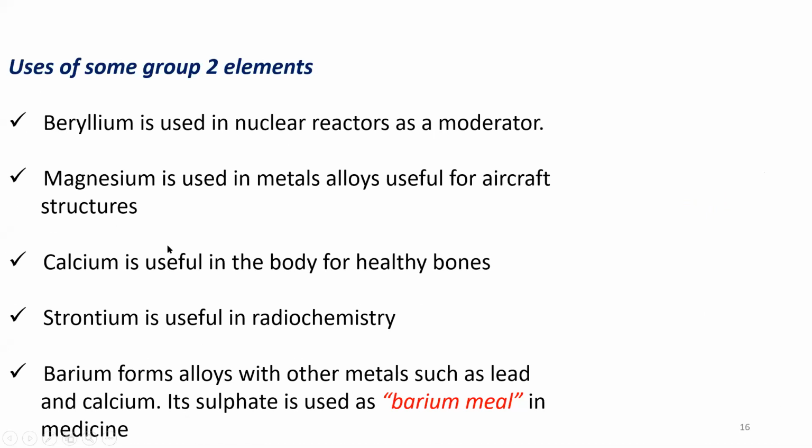Now, let's look at some other uses of your group 2 elements. Your beryllium is used in nuclear reactors. Magnesium is used in making alloys. Alloys are when you combine two metals. It's useful for aircraft structures because your magnesium is very light. Your calcium is useful in the body for healthy bones. Most times when you have fragile bones, they ask you to take a lot of calcium. Your strontium is useful in radiochemistry. We've already talked about barium, which is used as a barium meal in medicine, and I've already explained barium sulfate. Any question?